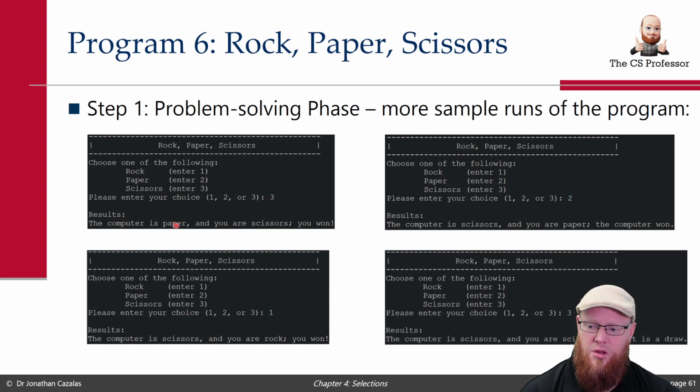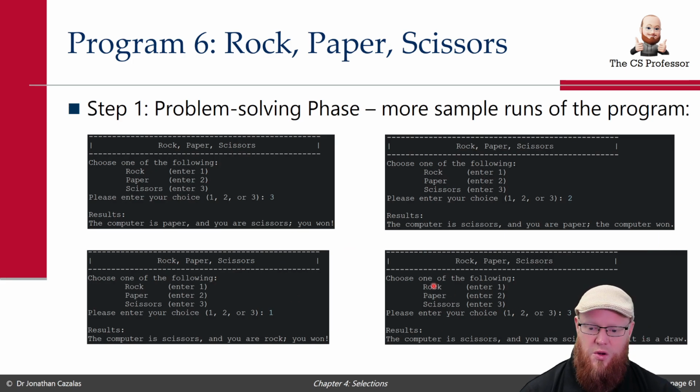Here the computer must have randomly chosen a 2 for paper, and the 3 was scissors, therefore the user won. Here the user entered 1 for rock, but this time the computer randomly generated a 3, which was scissors. Your rock, you won. And we have some other examples. I didn't exhaustively put all the different options, but I have one where you won.